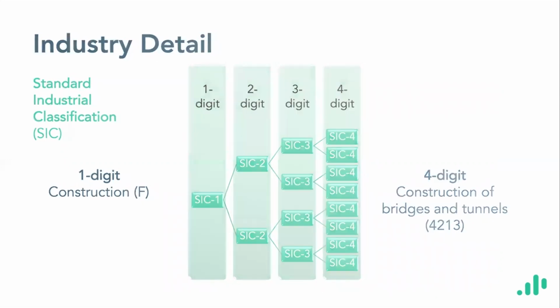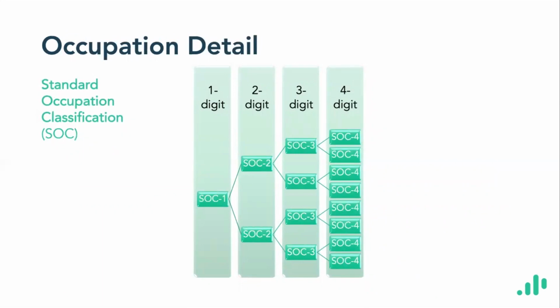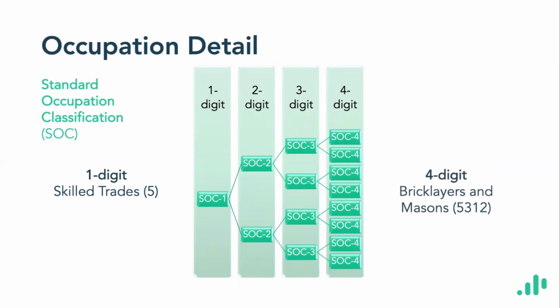Looking at that as an example even further, the standard occupation classifications that we call SOC. Again, this works at a 4-digit coding structure. So 1 digit would be skilled trades, which is quite a broad overview. But then down at a 4-digit level would be bricklayers and masons.